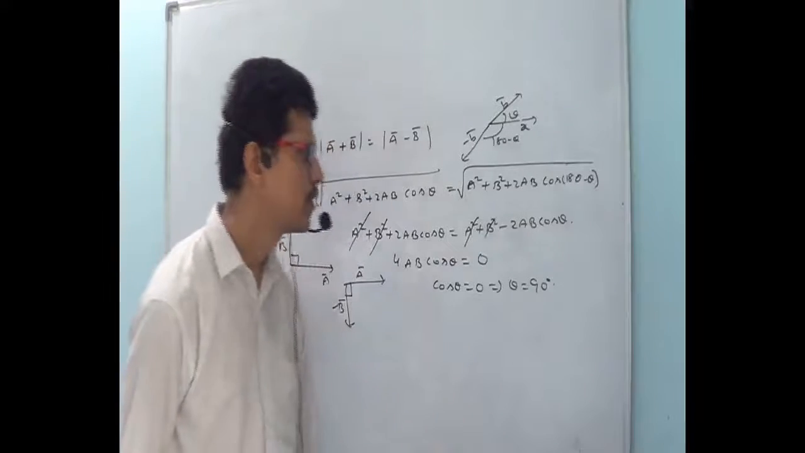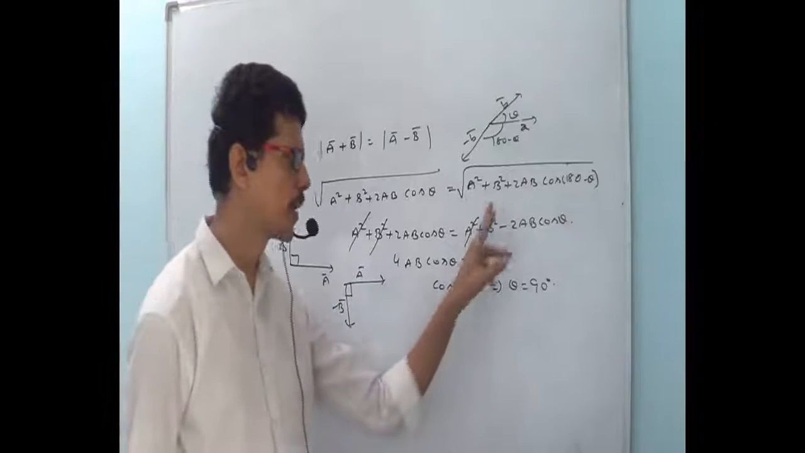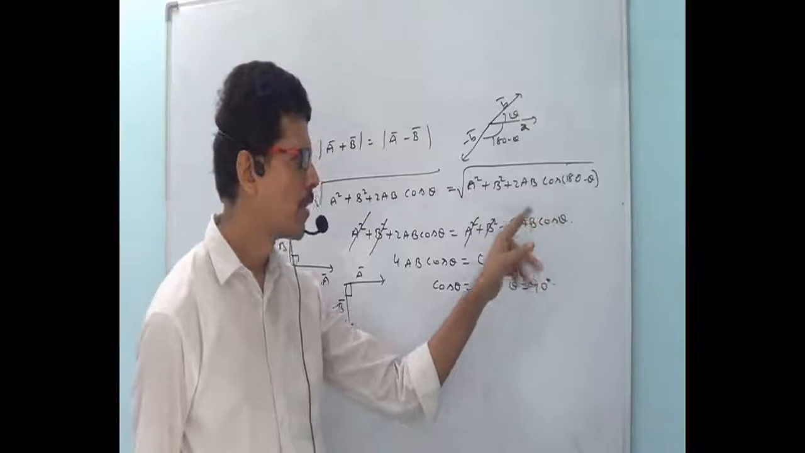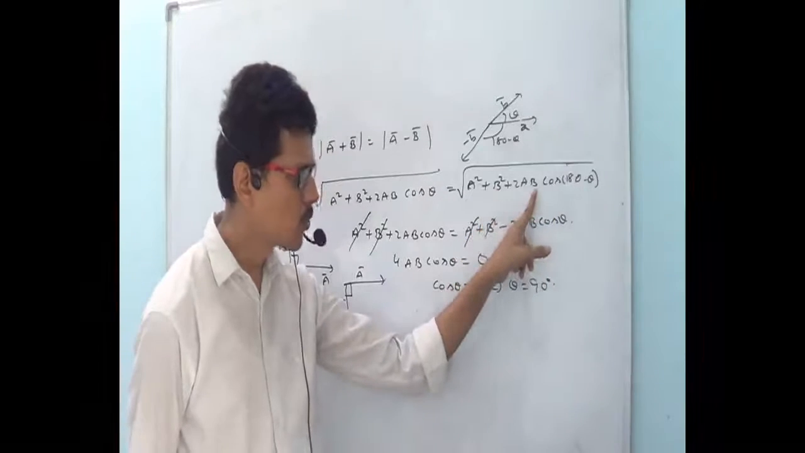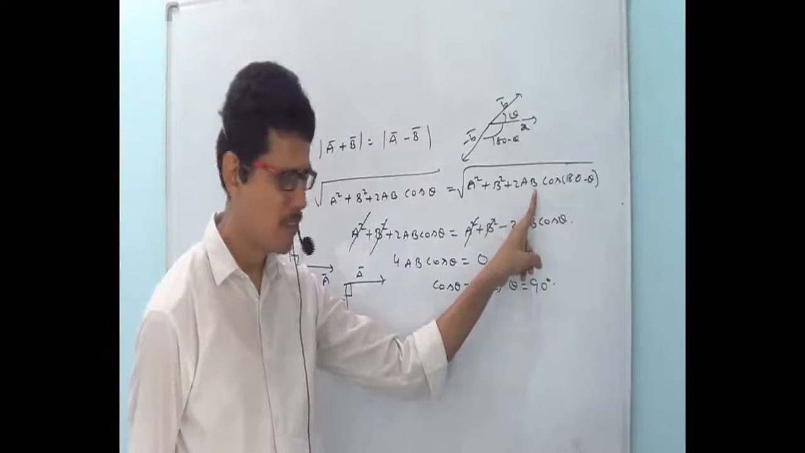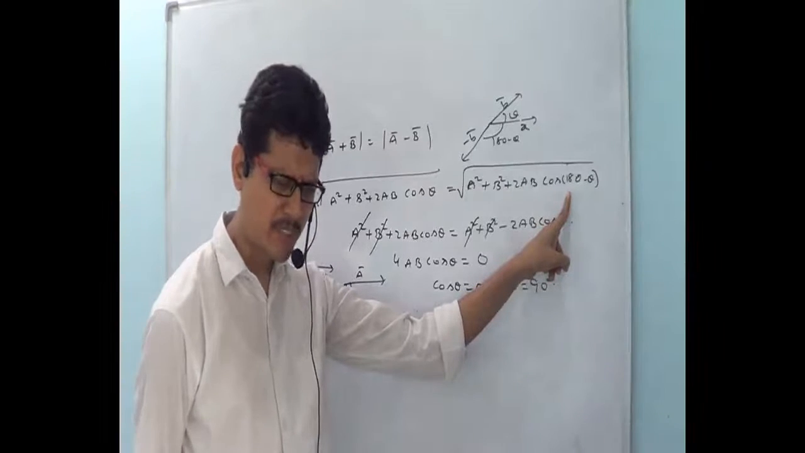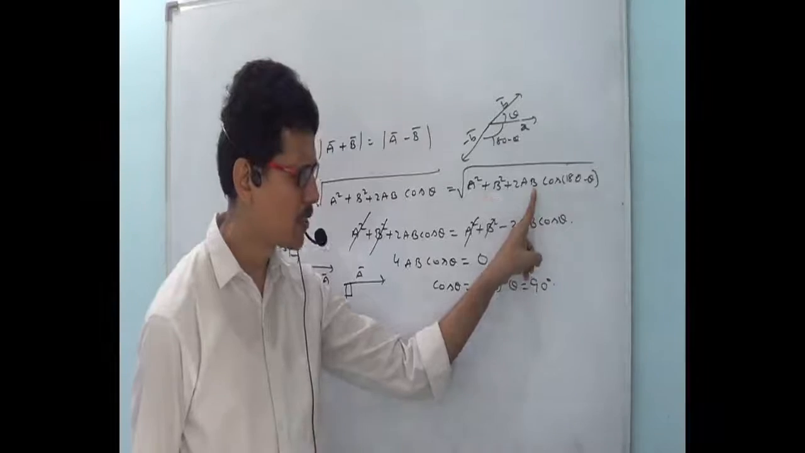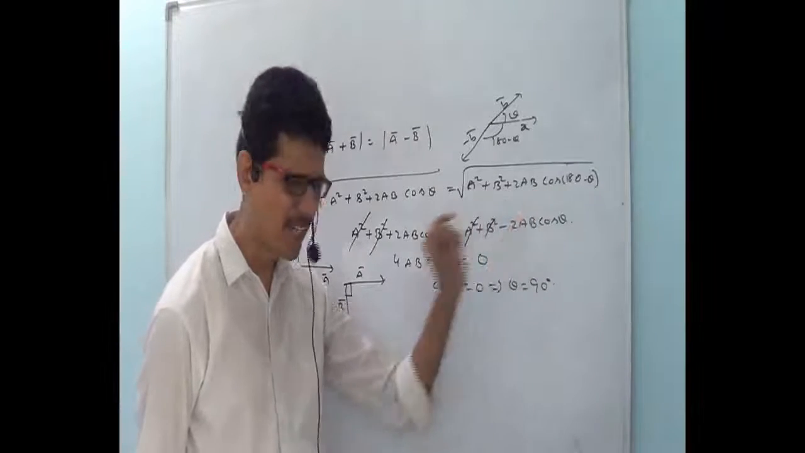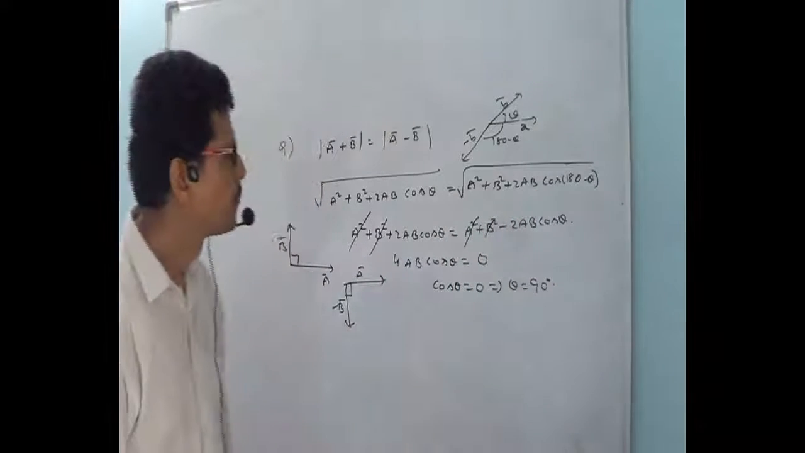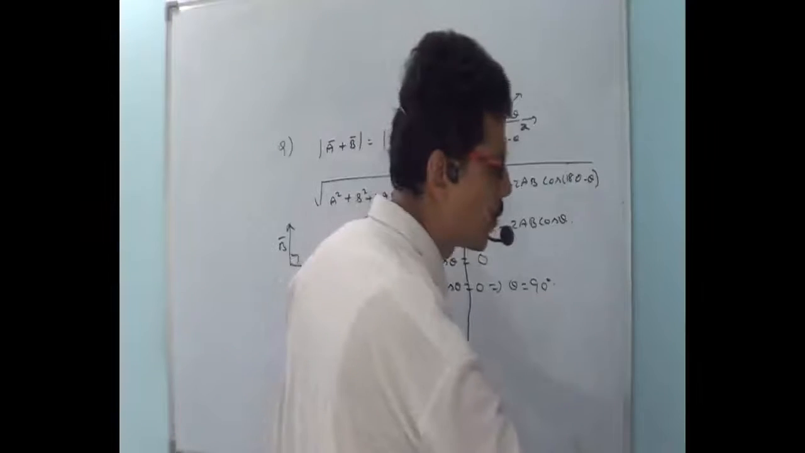Okay. The magnitude of B will not change, the magnitude of B will be the same. Don't take this as minus B, because I am already mentioning it in the angle. Just take the magnitude. B is the magnitude value. Okay.